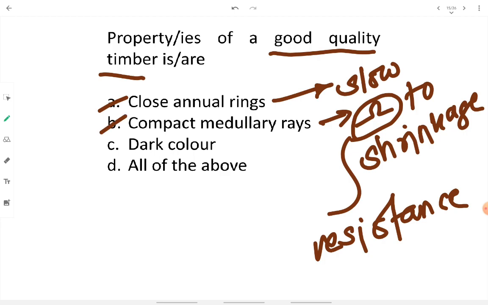Then dark color, yes. Whatever dark hardwoods are present, deciduous trees do have a dark color and conifers have a lighter color. Dark color is an associated property of strong, better and durable wood. That's why this one is also good to go. Therefore, the option we should go with is all of the above. All of the above is the required option.